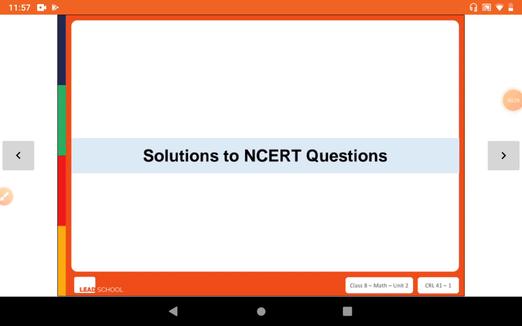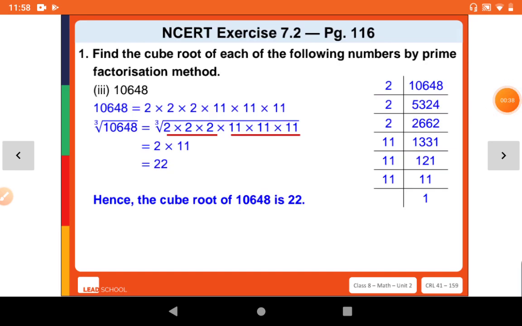Yesterday we were doing exercise 7.2 and I have solved two parts for you and given the rest of the parts to try. So first of all we shall discuss the solutions of those parts today. Here is question number 1, exercise 7.2 part 3. Find the cube root of the following by prime factorization method. Here is the solution in front of you.